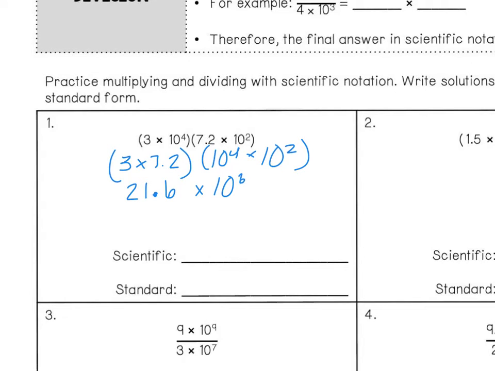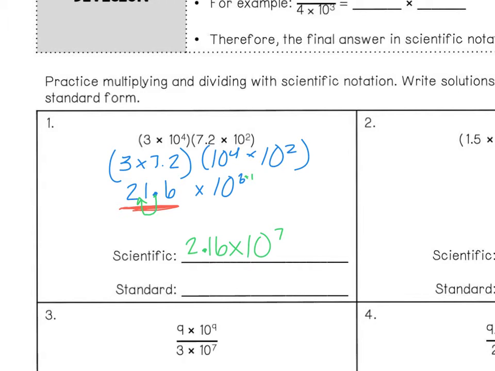Now, I want you to look at this coefficient in the front. That is not correct scientific notation. In scientific notation, the first number has to be between 1 and 10. 21.6 is over 10. So we're going to move our decimal over one place. So that will make our number 2.16 times 10 to, and we have to add 1 here. So 10 to the 7th power.